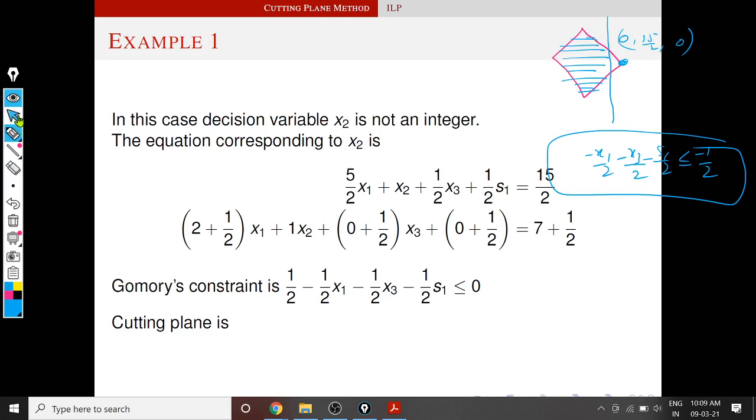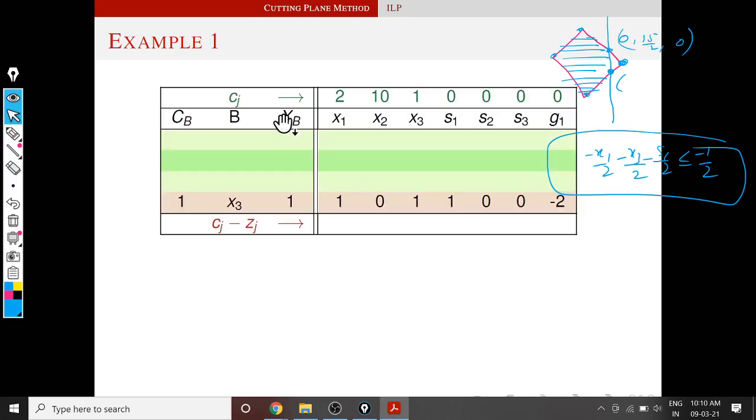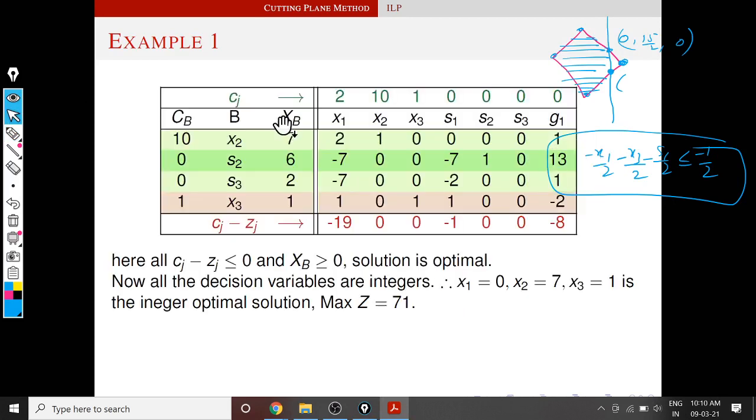So we get another solution. We are searching for the optimal solution on these vertices, and on this vertex the new table is introduced after the first iteration. The optimum value is 0, 7, 1. So this is an optimum integer solution with the maximum 71. That's the cutting plane idea.